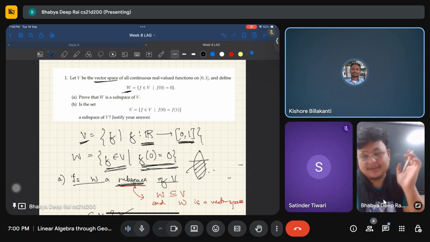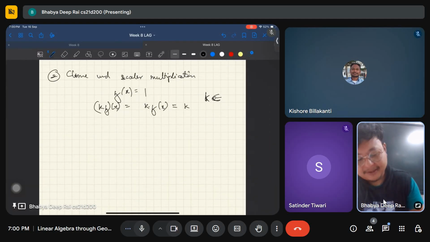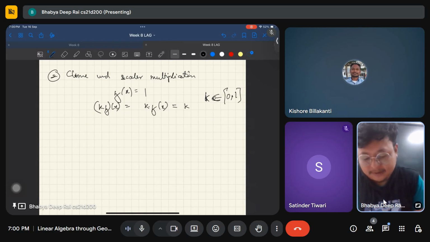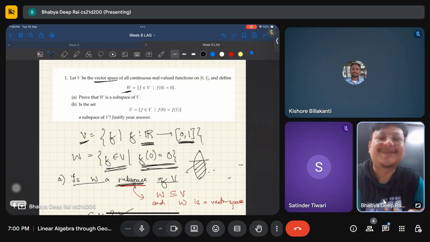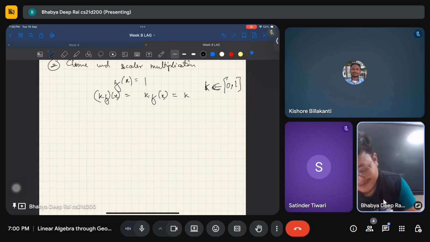We can say that for both the questions. I think there is no other way than doing k belongs to 0 to 1 instead of the reals. Anyway, this was a very bad first question to start with, because W is not a subspace. But I think we can learn from the bad design.